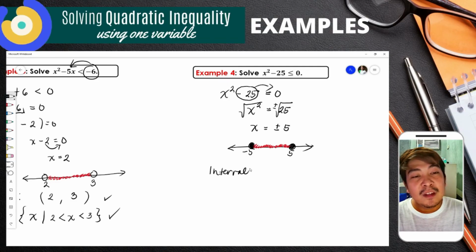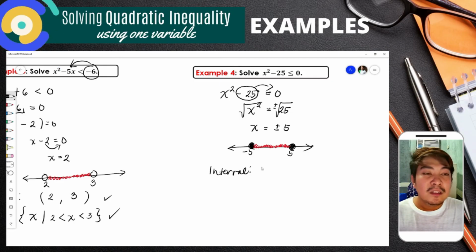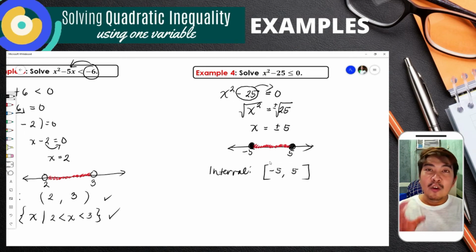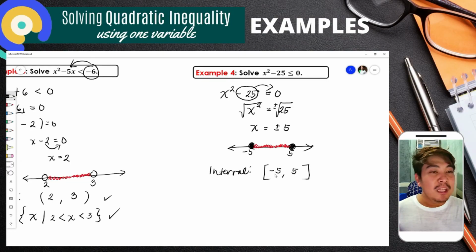So let us have the interval notation. So for the interval notation, since the critical points negative 5 and 5 are included, we will be enclosing them with brackets. So we have negative 5, 5. So this means that all the numbers in between negative 5 and 5 are part of the solution set, kasama or including negative 5 and 5.